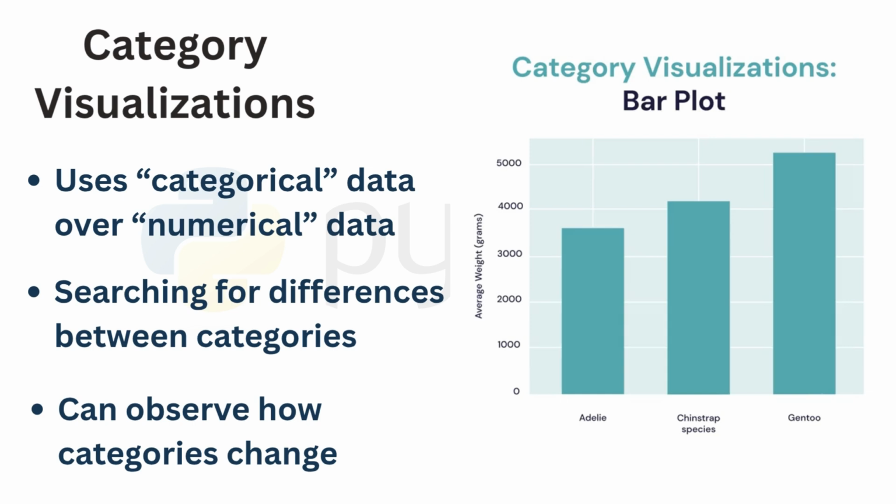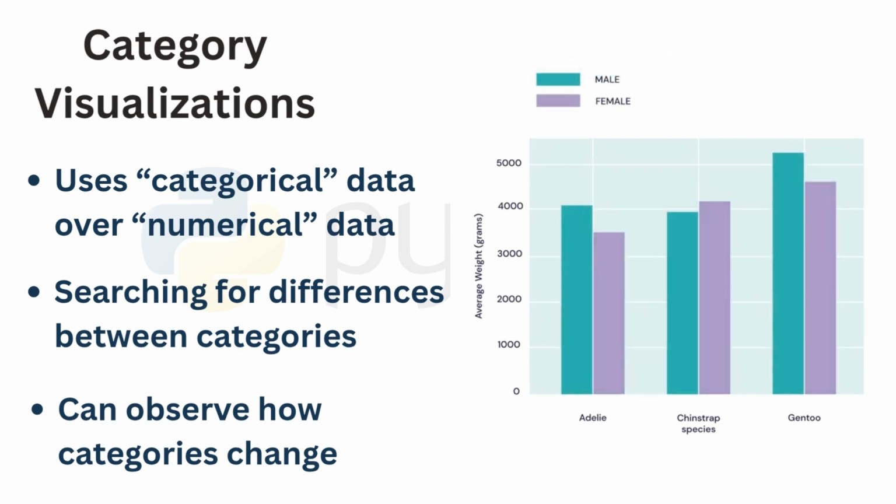This is good, but let's say we also have separate data for the males and females of each species. We can still use bar charts, but this time show the male and female averages separately. This shows us something interesting. The chinstrap female penguins are on average heavier than the males. In fact, the male chinstrap penguins are lighter than the Adelie male penguins. This is something we could have easily missed from the first bar plot.